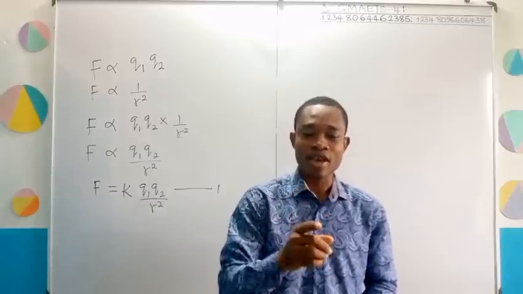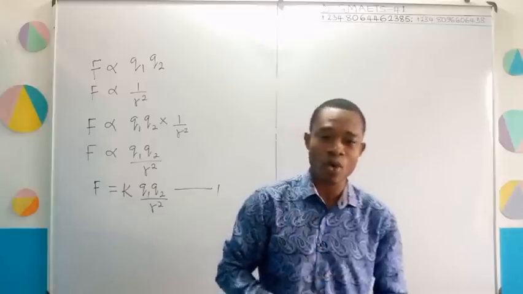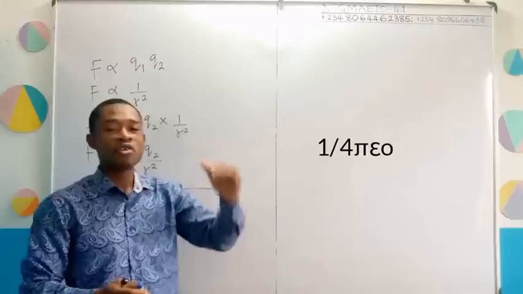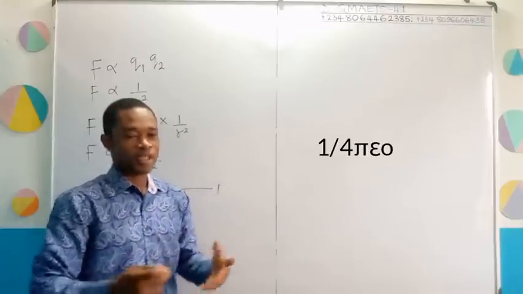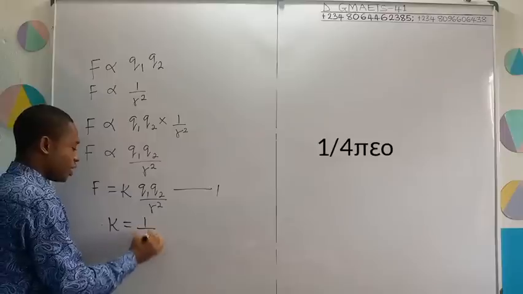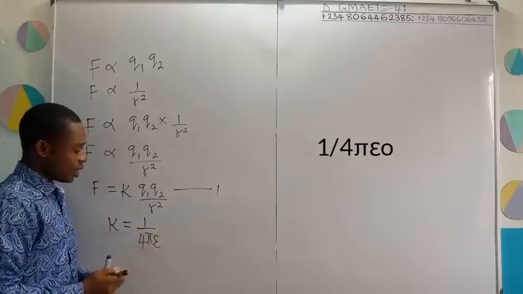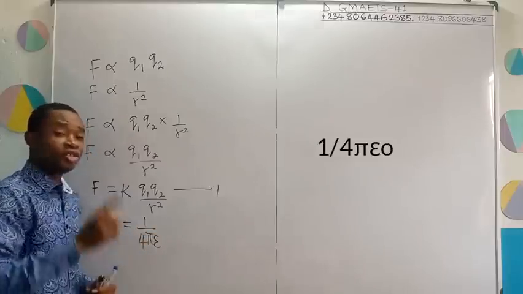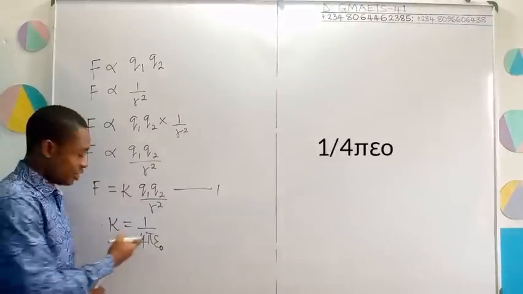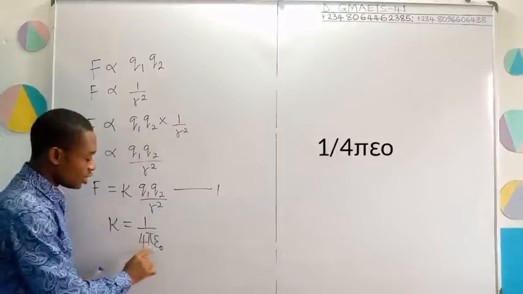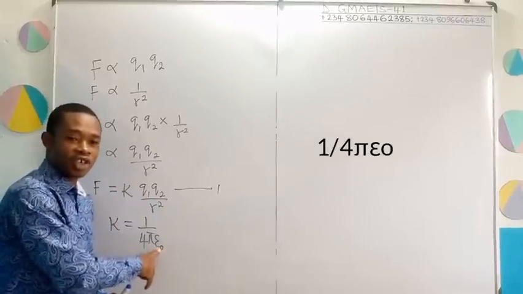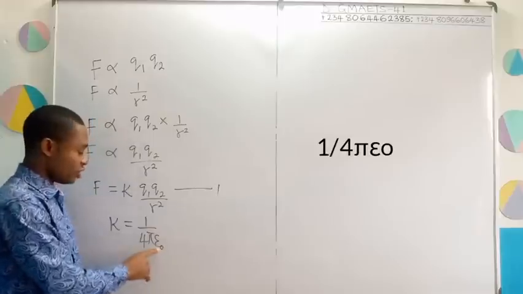Now, this K has been found experimentally to be equal to 1 over 4 pi times permittivity of free space. 1 over 4 pi epsilon naught. Okay, so I'm saying that K is equal to 1 over 4 pi epsilon. Now, there is something I want us to do here. Usually, we introduce subscript 0 down there in this epsilon to define what we call the permittivity of free space, the permittivity of vacuum. All right? Permittivity of free space.